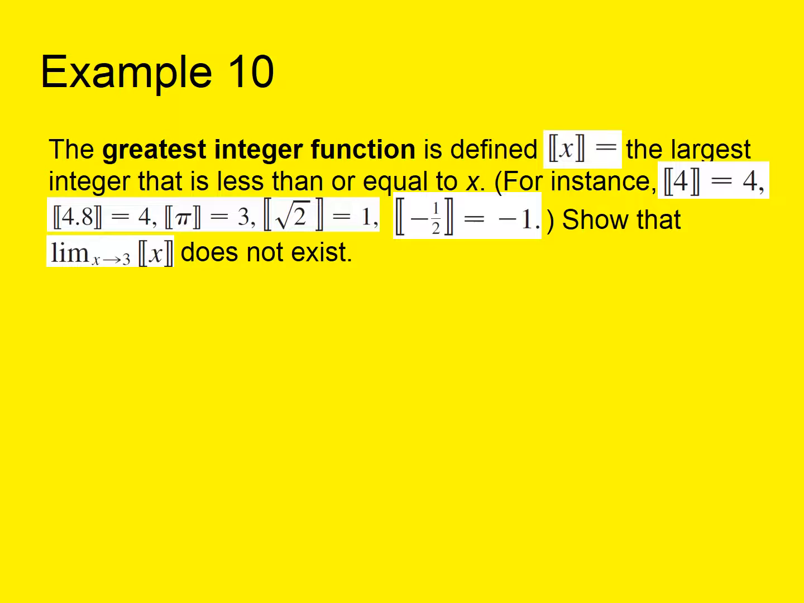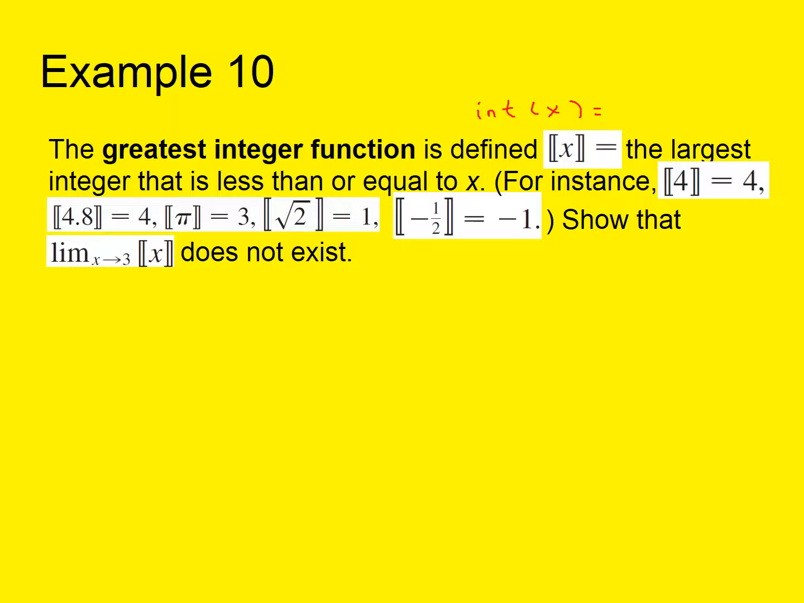Remember the greatest integer function. It is defined, okay, there's that symbol, it looks kind of like brackets, which in a calculator, in a TI, is int x. And it's the largest integer that is less than or equal to the input.